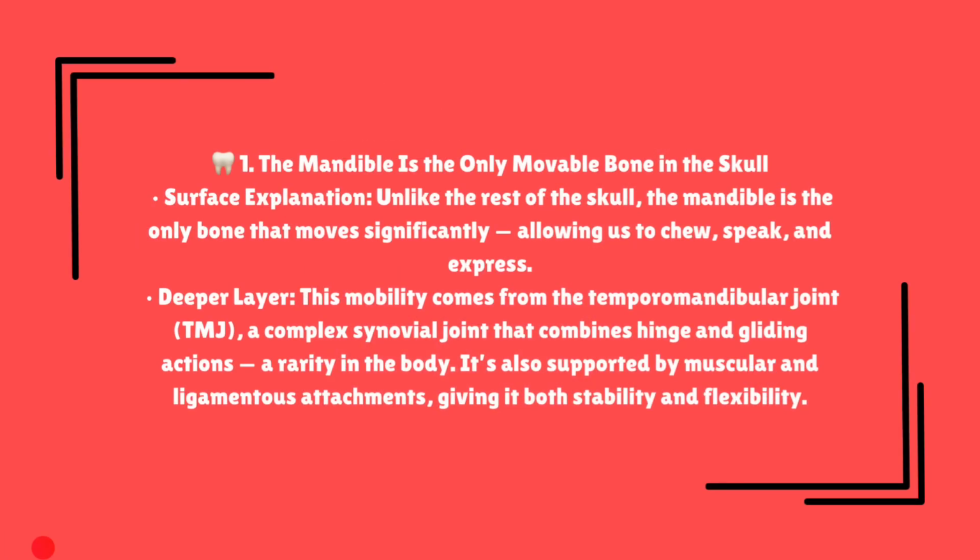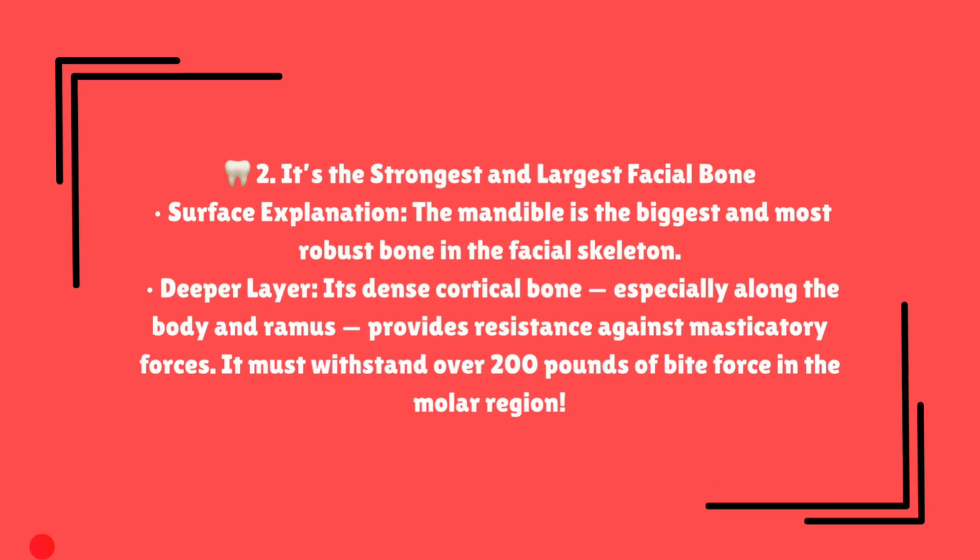Let's discuss some important points of the mandible. Here we can see, unlike the rest of the skull, the mandible is the only bone that can move freely. This mobility comes from the TMJ, which acts like a hinge and a sliding joint, letting us talk, chew, and express emotion. Okay, the mandible is the biggest and strongest bone in the face. It's built to withstand powerful bite forces, especially in the molar region, thanks to its density and its thick structure.